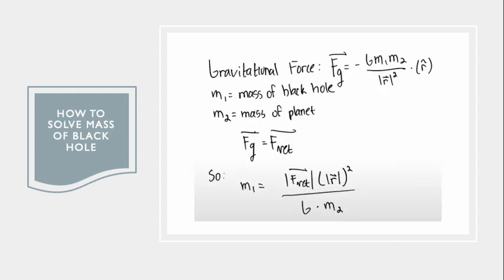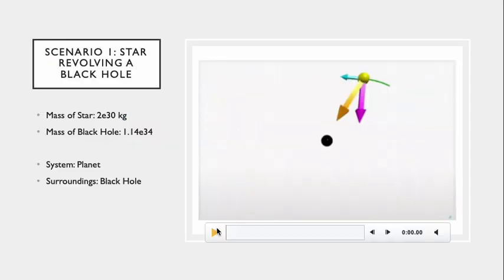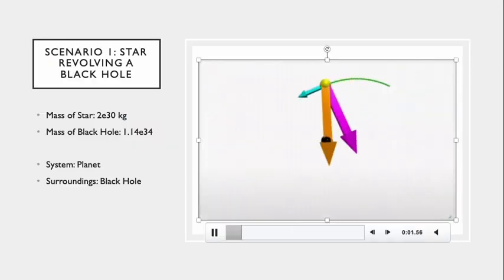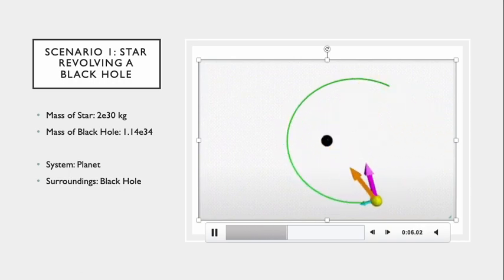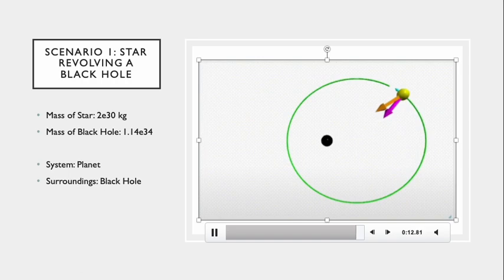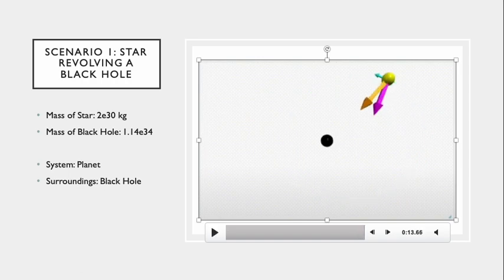And then we can say that the total net force is equal to that gravitational force, so you can plug the net force into this equation and then rearrange for the mass of the black hole, which is exactly what we're going to do. So this is the trajectory that was given for me, and from that, as I'm about to explain, I found a mass of 1.14 times 10 to the 34 kilograms, and this is of course with our system being our planet and the surroundings being the black hole and the rest of the universe.